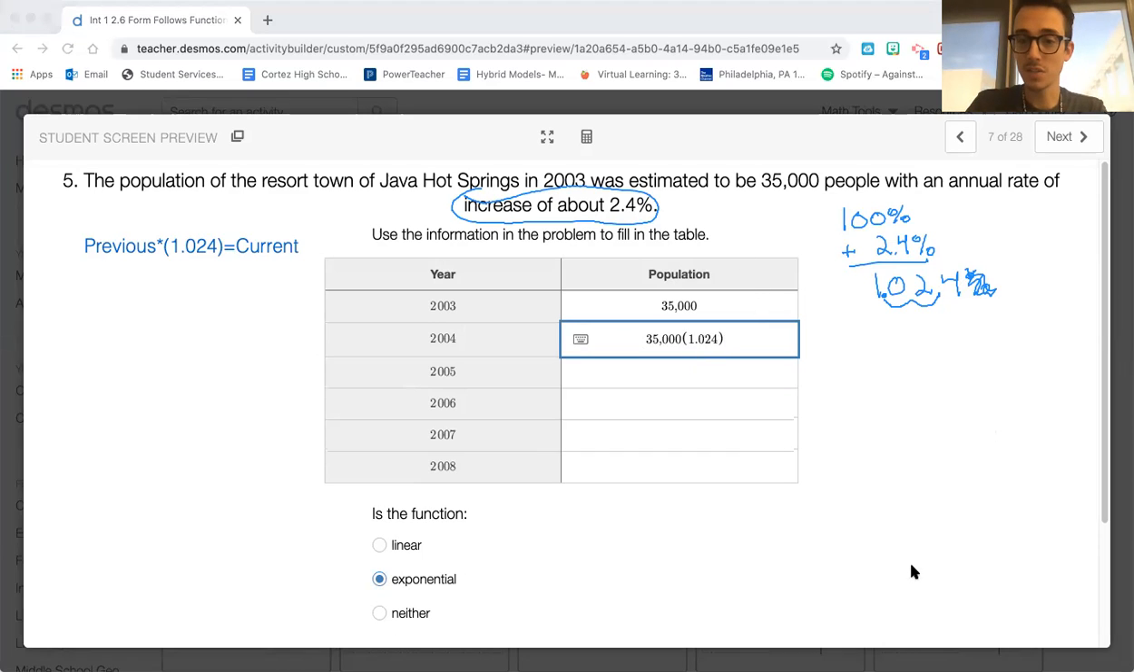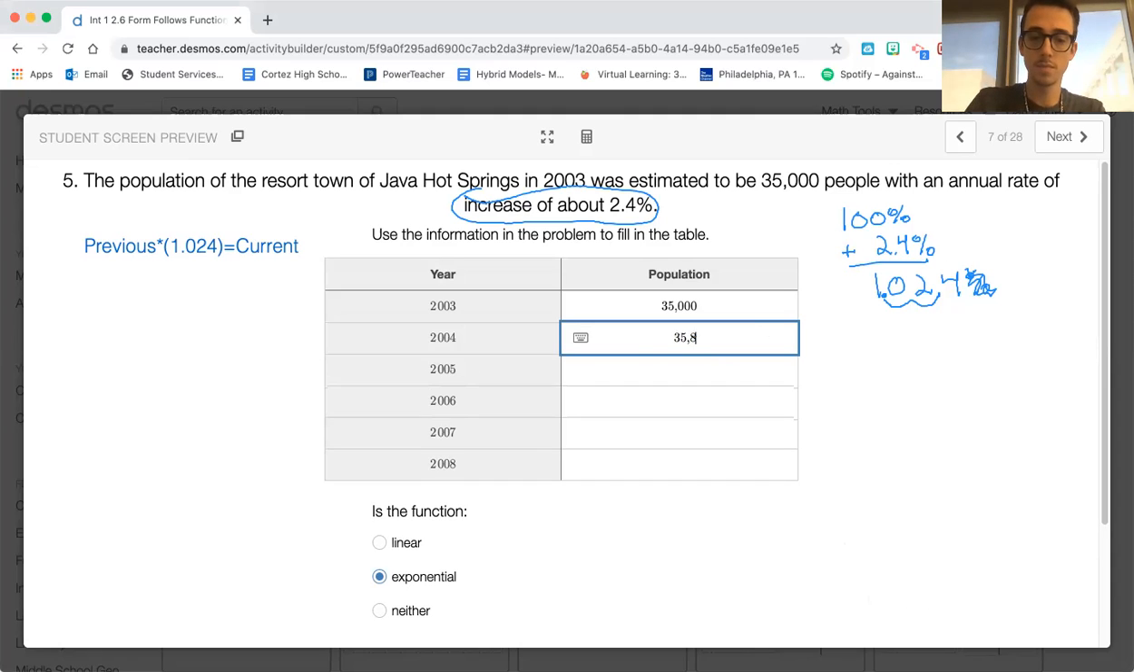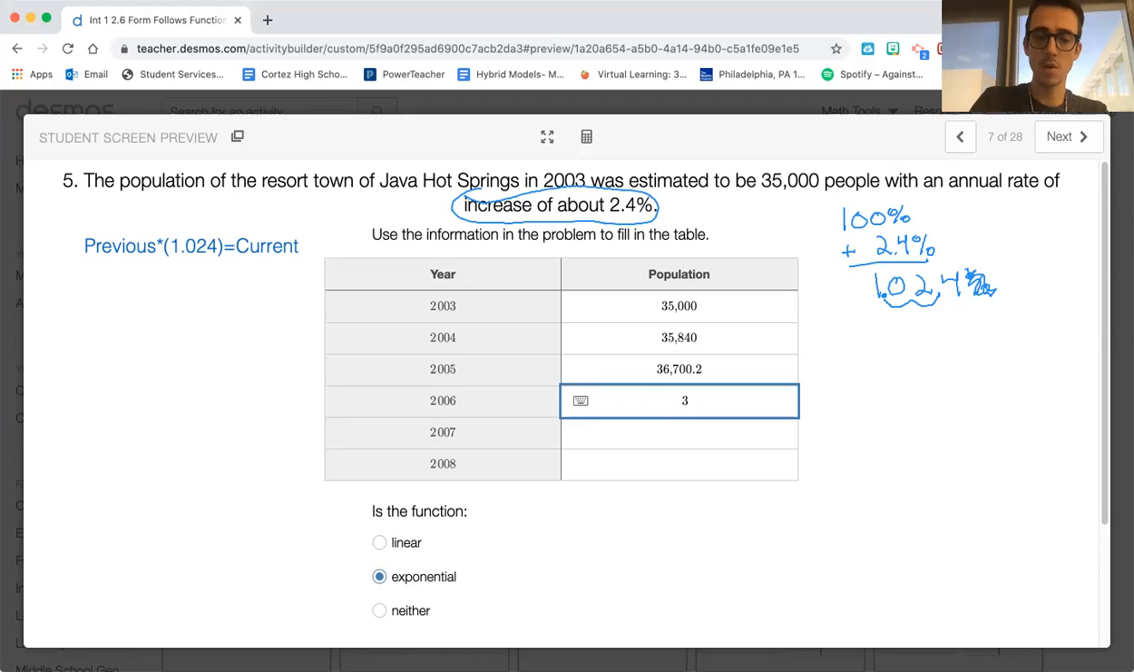So what's 35,000 times 1.024? 35,840. If I take that and multiply it again with 1.024, 36,700.2. I can take that one more time, multiplying with 1.024. You got the idea, right? It's going to keep going up like Tuesday.